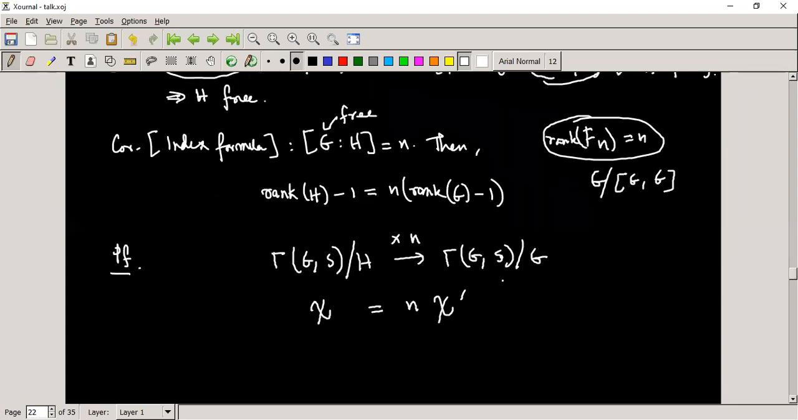The fundamental group of gamma Gs mod G is pi 1 of G, because gamma Gs is a contractible thing. It's a tree. So pi 1 of this is actually G. So if you homotopy equivalent it to a wedge of circles, it has to have rank of G many circles. So this is exactly equal to N times rank of G minus 1, and this is exactly equal to rank of H minus 1. For similar reasons, this is also a tree, H acting on a tree, and a tree is contractible.